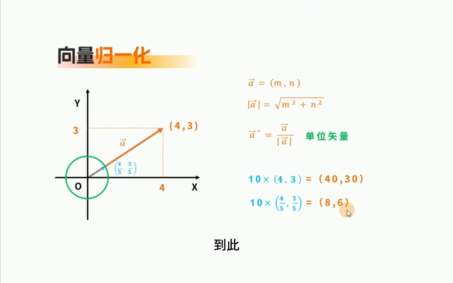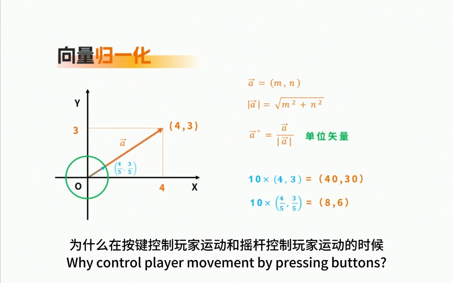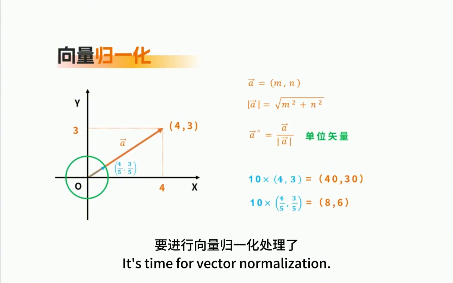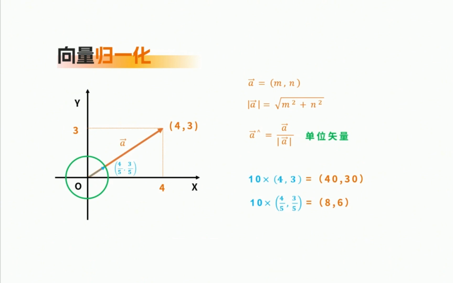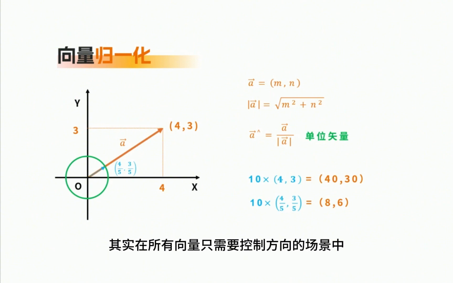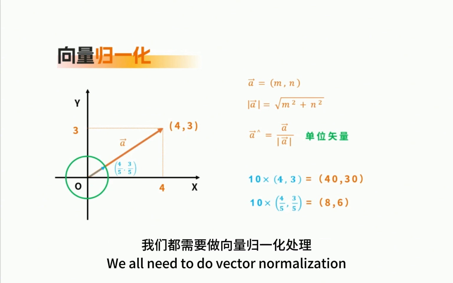So far, you get the idea why controlling player movement by pressing buttons and by the joystick requires vector normalization. Actually, in all scenarios where the vector only needs to control the direction, we need to do vector normalization.